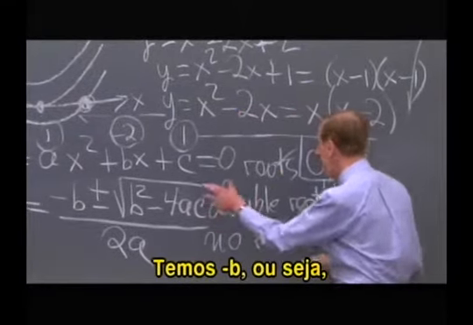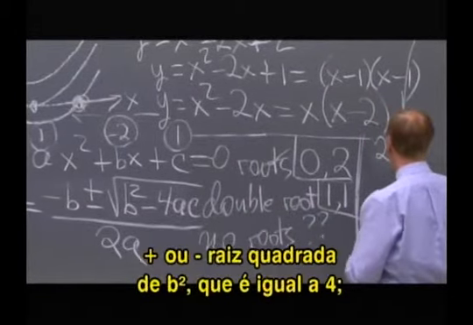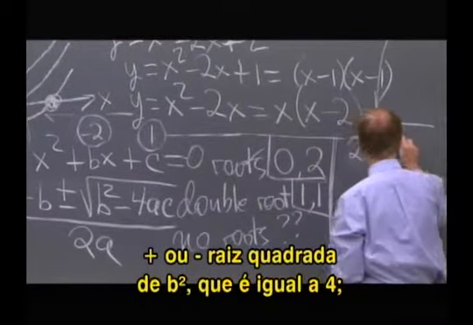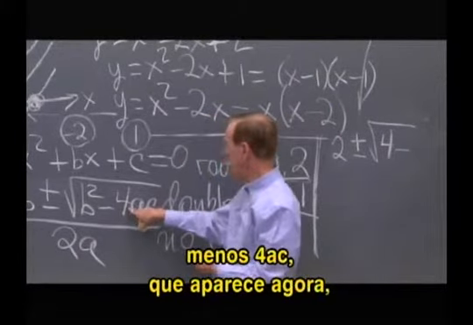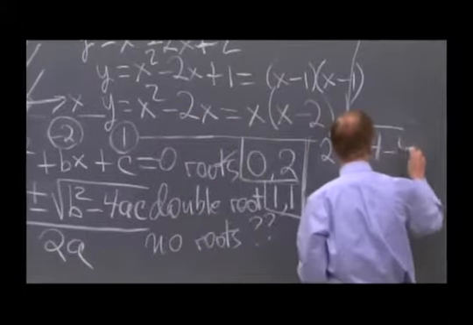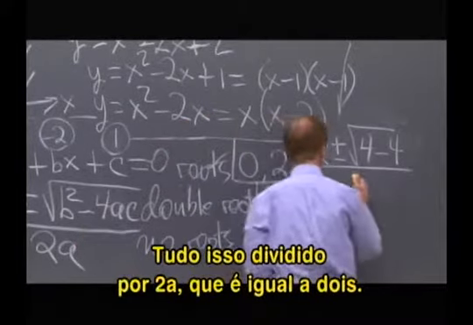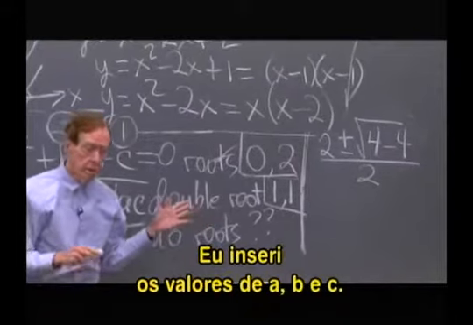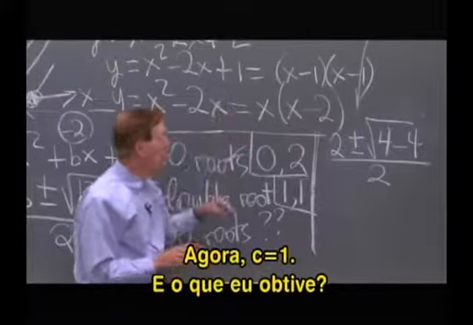Okay, so again, I have minus B, that's minus 2, that's the 2, plus or minus the square root of B squared is 4. And now I have minus 4, A is 1, C is 1, minus 4. Huh, it's not bad. Divided by the 2a, which is 2. Okay, I've plugged it in the new ABC with C equal 1 now in there.